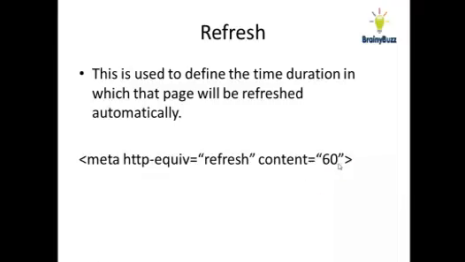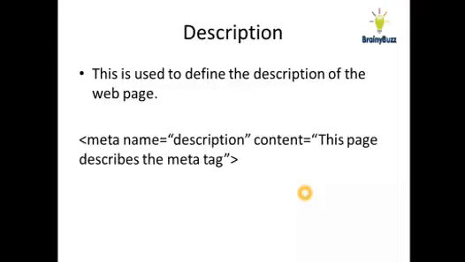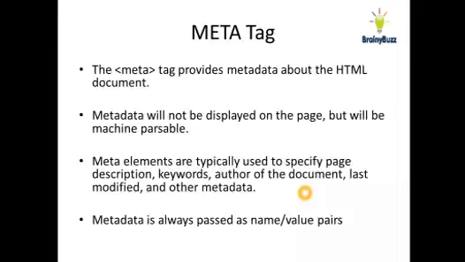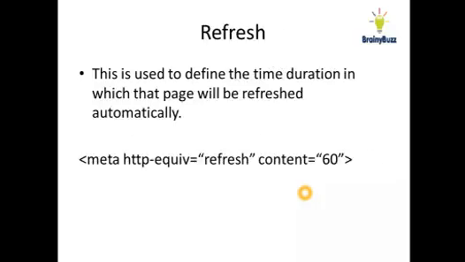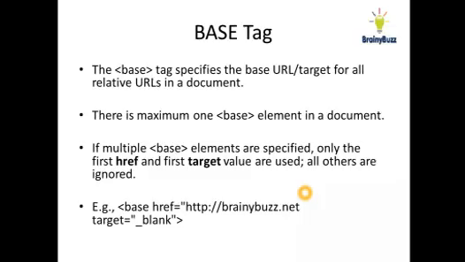And in the content, you will give the seconds, like every 60 seconds you want your page to refresh, that means 1 minute. If you want 1 hour, you will give the equivalent number of seconds over here. So so far you have seen some of the basic values in the meta tag. We'll work on the refresh when we study the JavaScript, and we'll look into the base tag also when we study the JavaScript and the CSS.